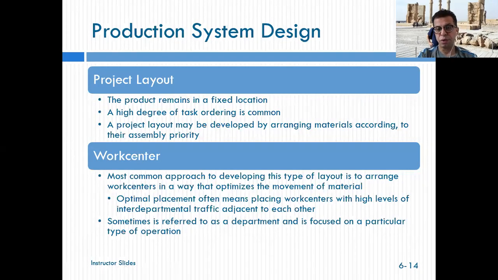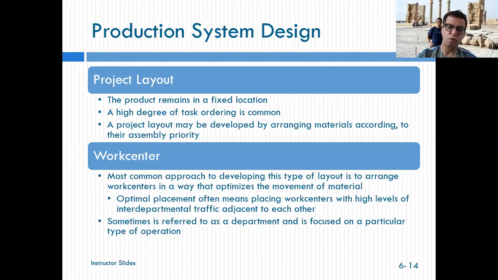Now, the production system design. We look at how the production is happening and how we design it. Sometimes that makes a big difference in whether we're going to need more people when the load is high, or fewer people. The project layout is where the product remains in a fixed location. The product never moves, and a high degree of task ordering is common.